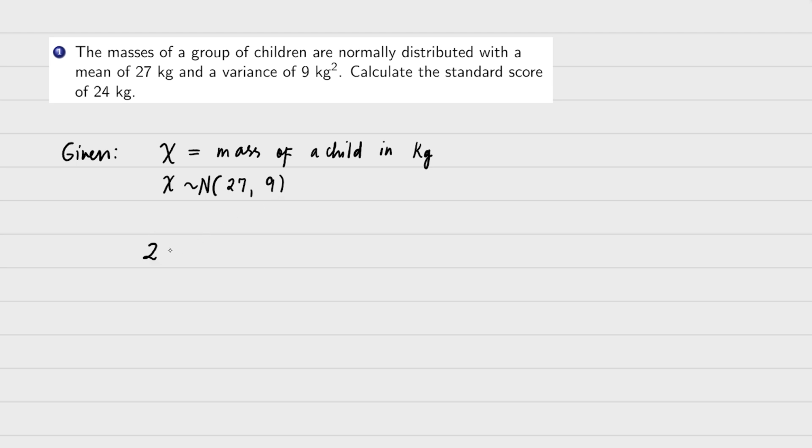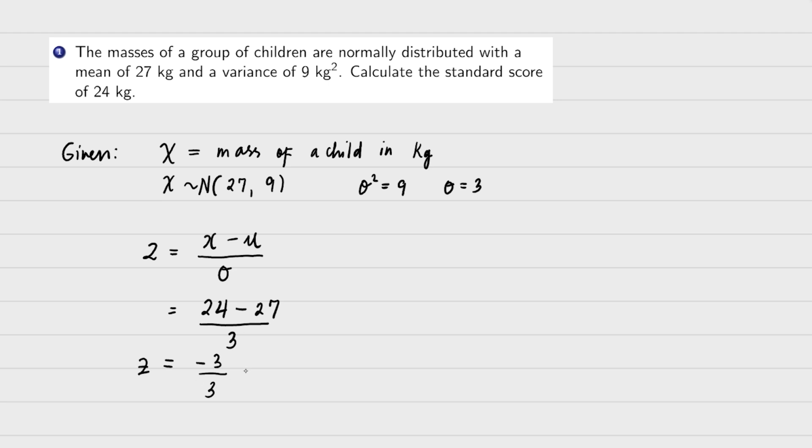Ang tanong sa atin, z is equal to x minus mu divided by your standard deviation. And in this case, yung variance mo dito is 9. So, ibig sabihin, if your variance is 9, then your standard deviation is equal to 3. Let's substitute. So, we want to transform 24 into standard score: 24 minus the mean of 27 divided by 3. It's negative 3 divided by 3, and your z value is equal to negative 1.